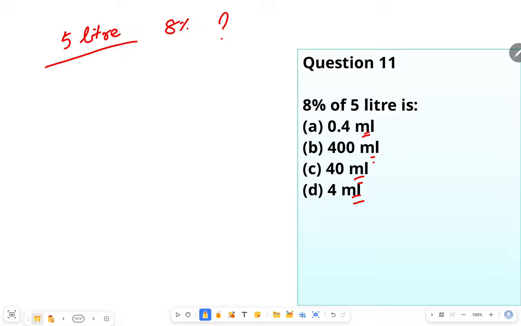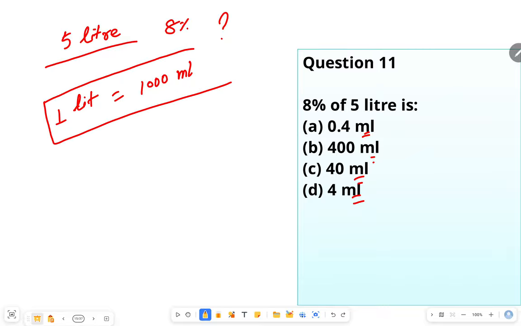If you directly find the 8% of 5 liter, it will not match with your option, because in the examination you have to look at the option, which is very important, right? Correct. So look at here. First we need to change this liter into ml, and you are a very intelligent student, you know that 1 liter is equal to 1000 milliliter, ml. You understand, don't you?